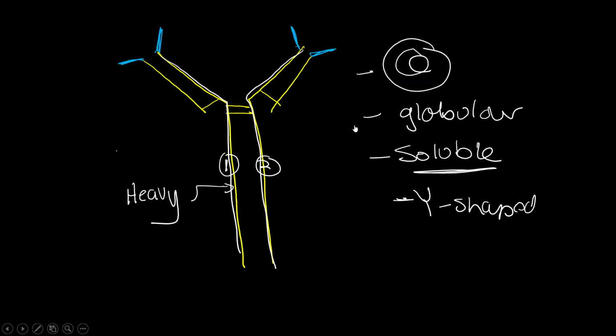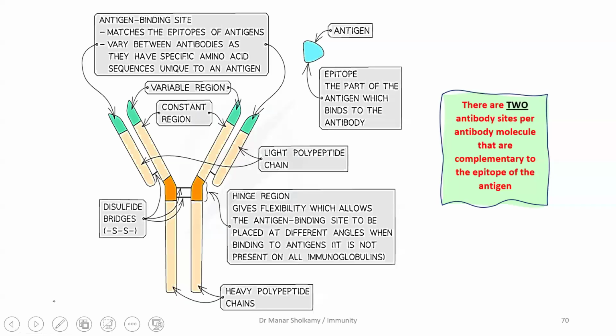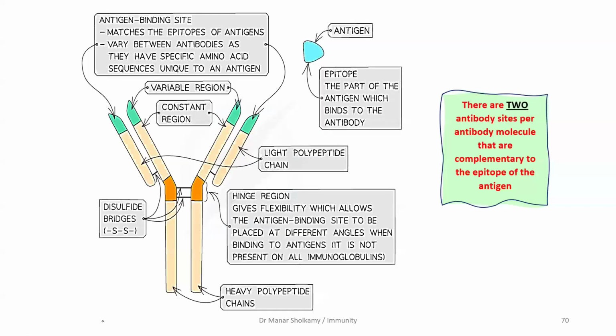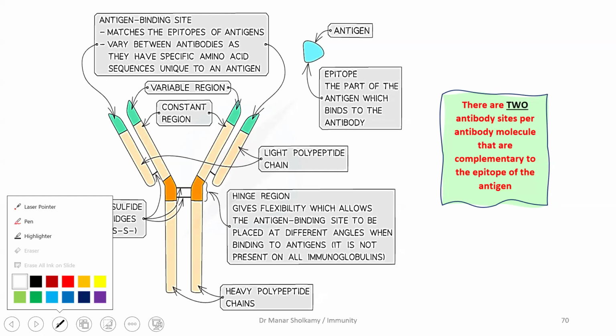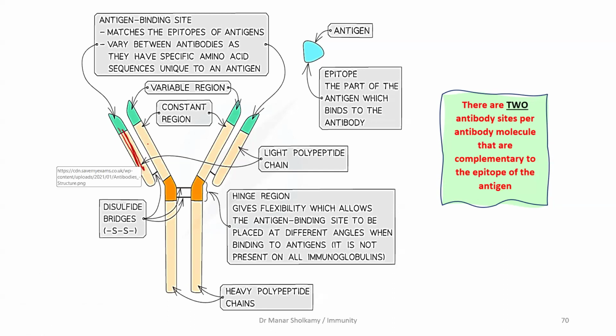Fine. Now, the shorter chains, what are they called? The light chains. Good. Now, what is this part? Yes, these are the disulfide bridges that hold the heavy and the light chains together.